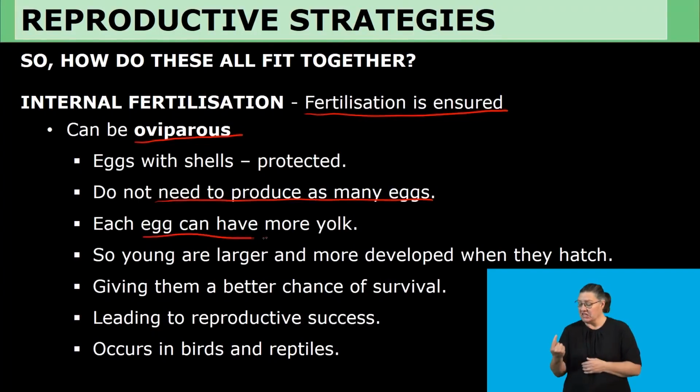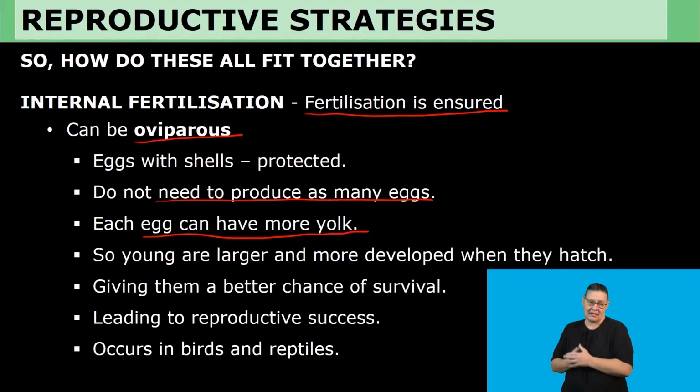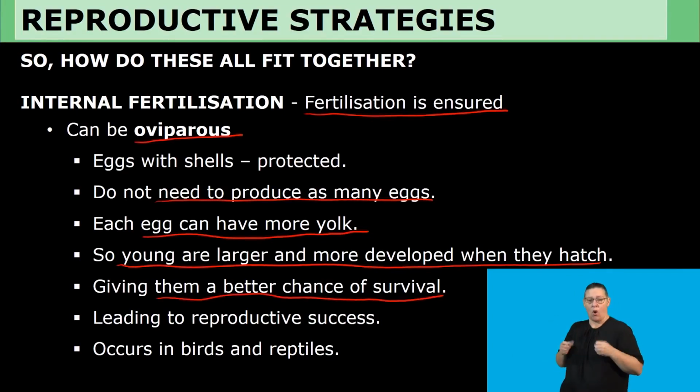And each egg must have more yolk. Do you remember what we spoke about? The need for the embryo to develop in the egg that is laid outside. It is feeding on the albumin and the yolk. Therefore, there must be enough yolk for the feeding or nutrition. Young are larger and more developed when they hatch, giving them a better chance of survival.